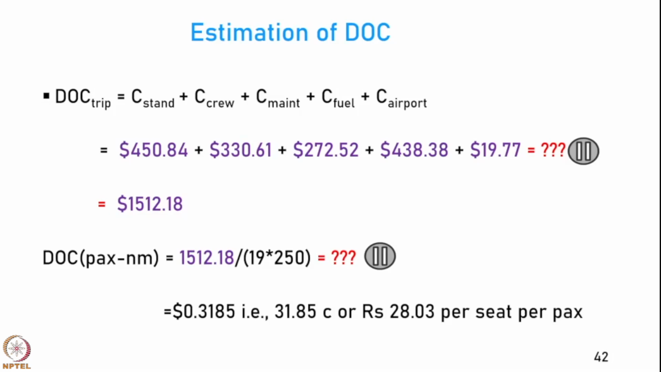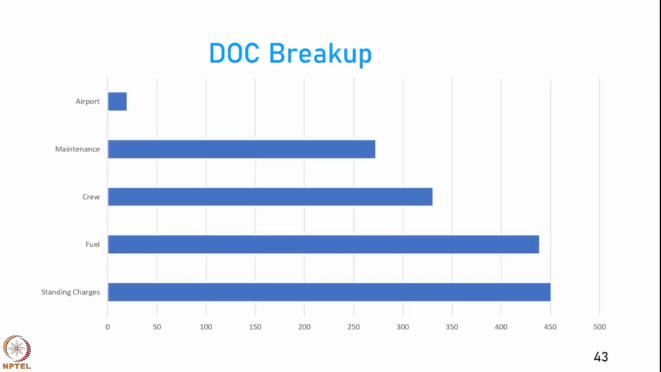This number turns out to be 28.03 rupees per seat per passenger. So, as per my estimate and as per my procedure, the cost per seat per passenger for the airline operating Dornier 228 on a route which is 250 nautical miles with 19 passengers all full is approximately 28.03. The largest component is standing charges, because the cost of the aircraft is coming out to be almost $7.2 million, which is a very large amount of money.